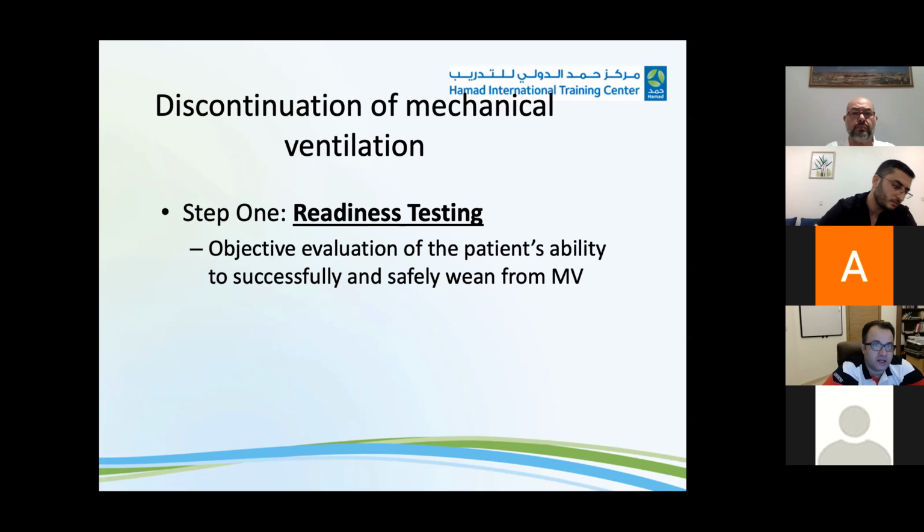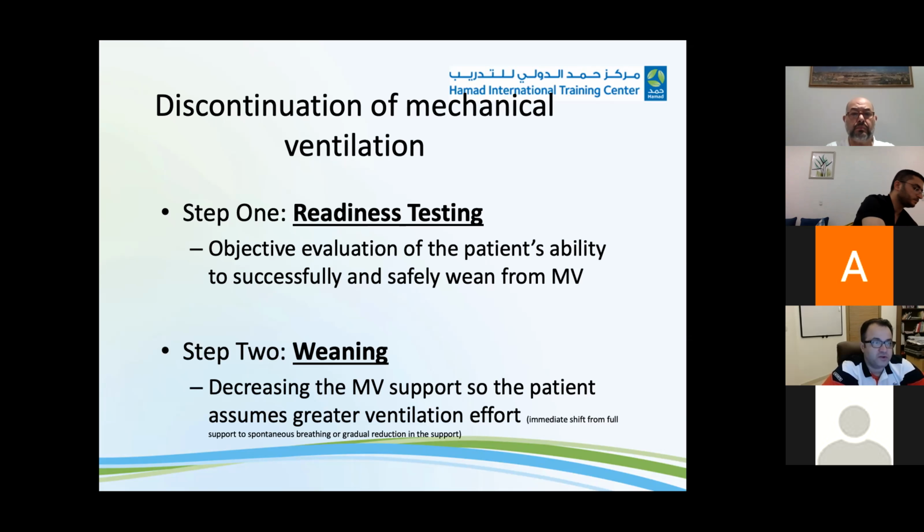Now, you will find that clinical criteria are more helpful than physiological criteria, as I'll show in the next few slides. And then after you establish that the patient is ready for weaning and ready for separating from the ventilator, then you start the process of weaning. And weaning, in Arabic, weaning is al-fitam, like a mother is weaning her child from breastfeeding.